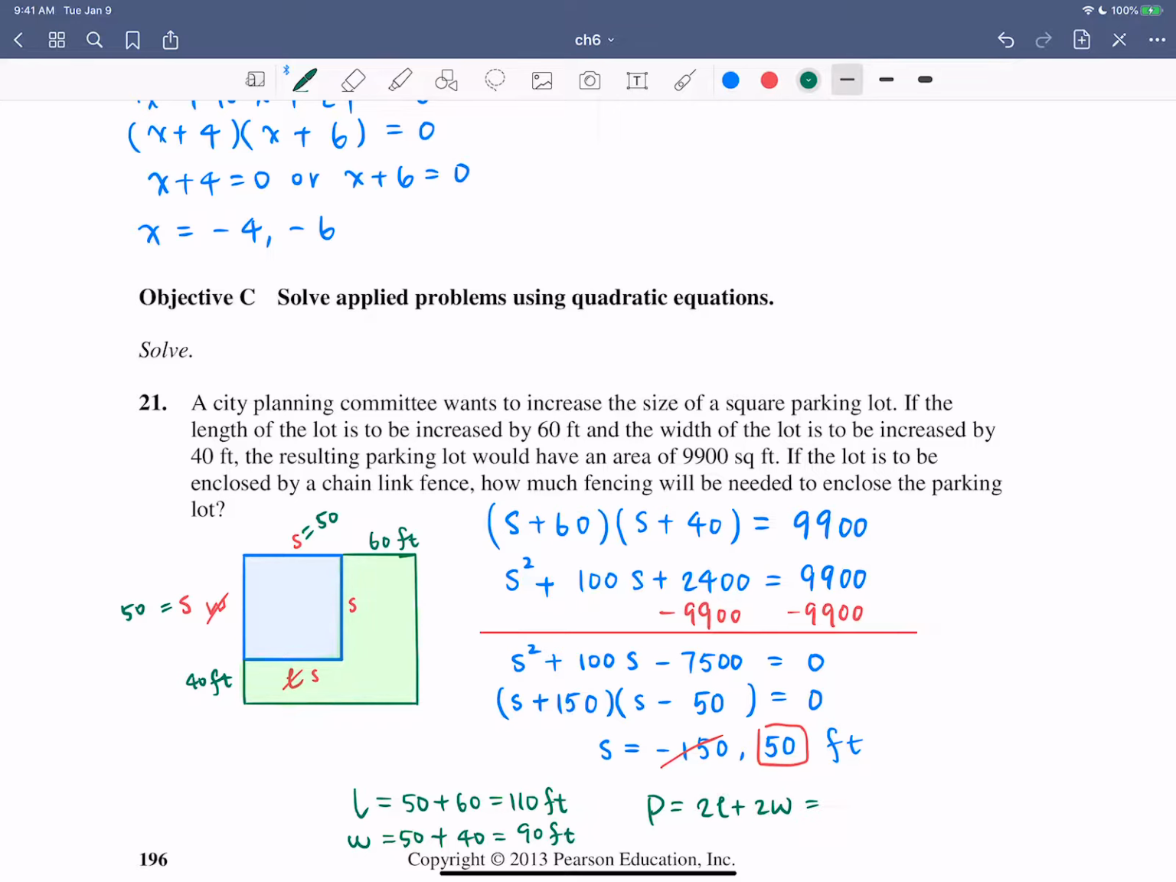That's the total distance around the parking lot. And that will give us 2 times 110 plus 2 times 90. Calculate this, you will get 400 feet. That will be the perimeter of the new parking lot. And that's also how much fencing will be needed to enclose the parking lot.